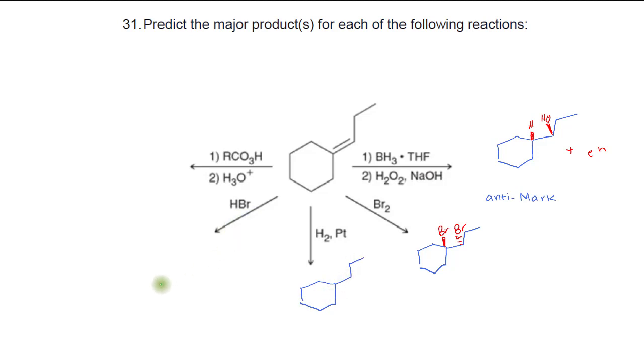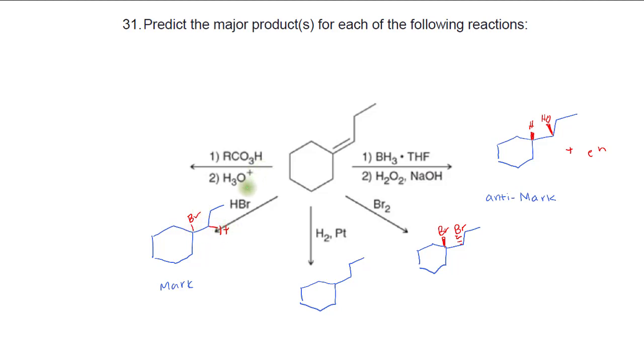For HBr, this is Markovnikov. So our Br is going to go to the more substituted carbon, which would be the carbon that's on the ring. So we get a Br here. And then if you wanted to draw in the H, you could do that.